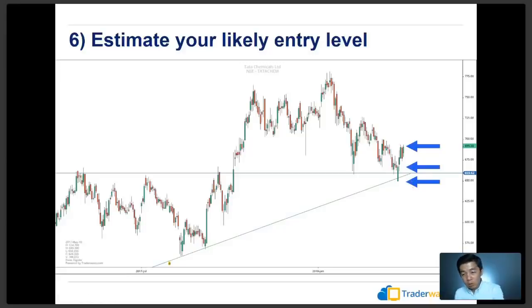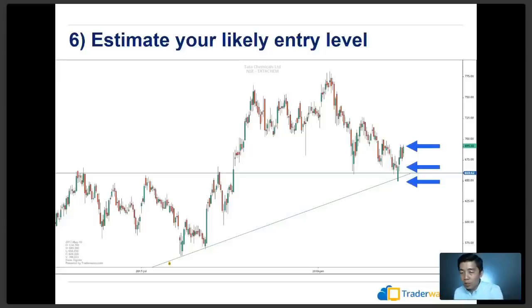So in this case, I've shown you 3 possible entry levels as the pullback develops. Again, there's no right or wrong answer. There are only pros and cons as to which one you think fits your character or personality better. All right, so now the 6th step is done.